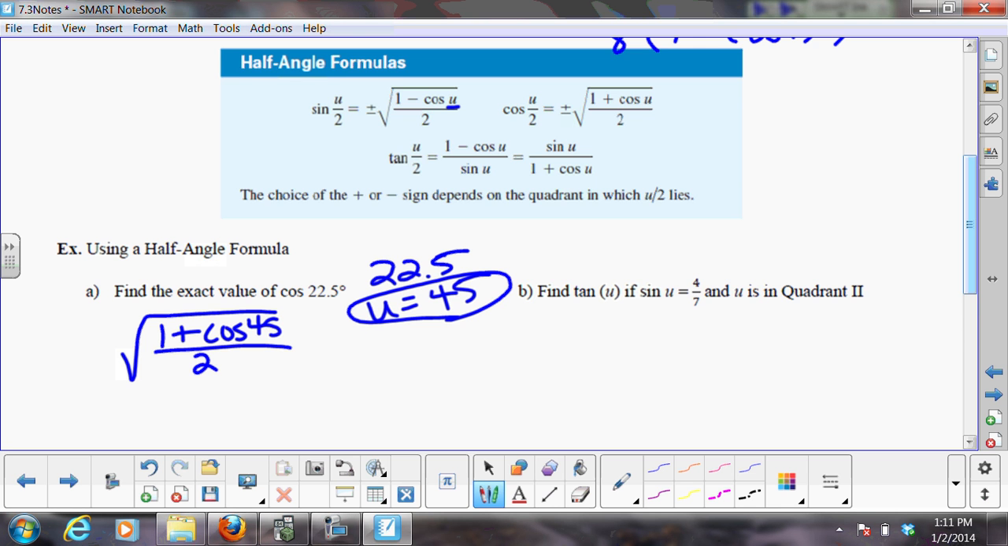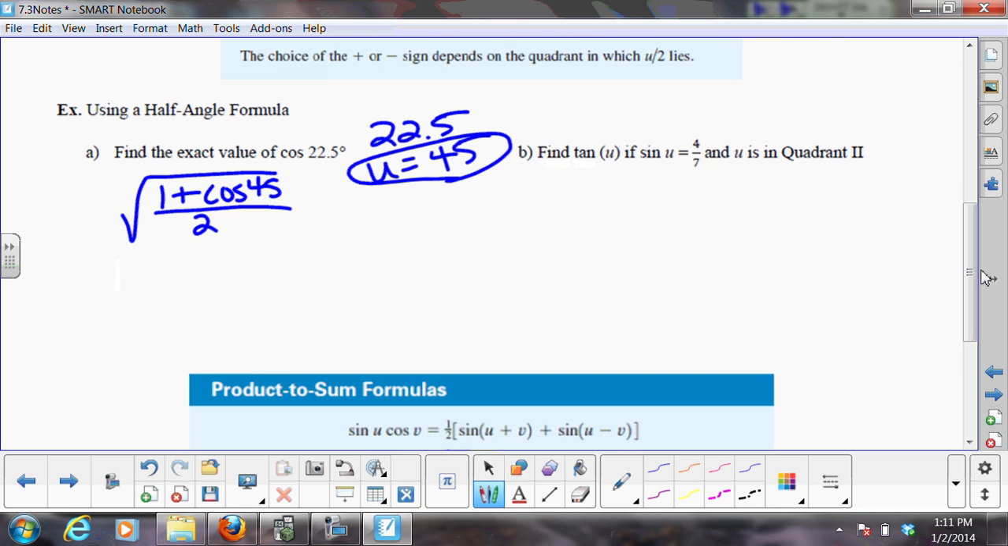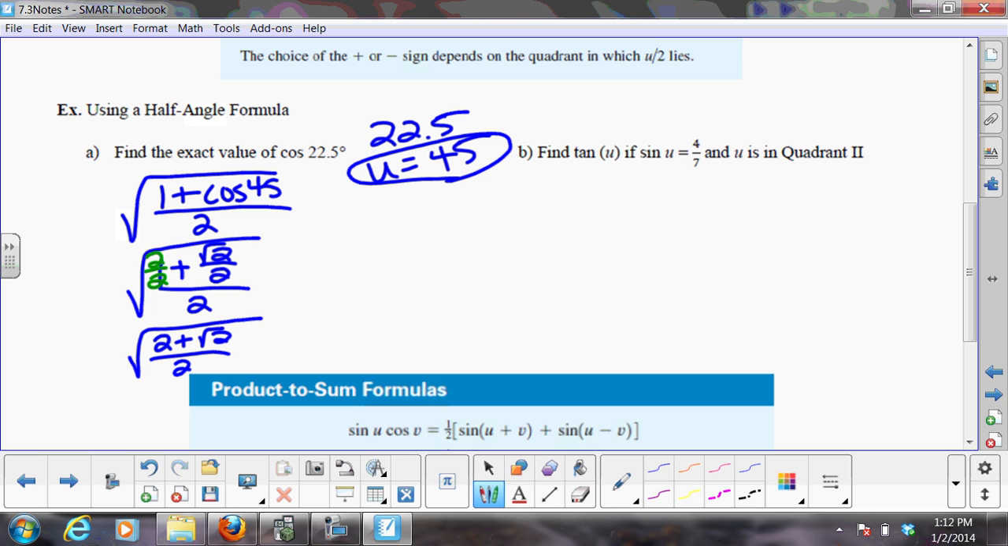Cosine 45 is the square root 2 over 2. So 1 plus radical 2 over 2 all over 2. Again, I will change my 1 to a 2 over 2, and this will become 2 plus radical 2 all over 2. And I'm going to flip this one, so times 1/2.